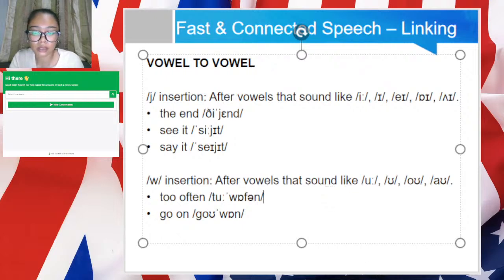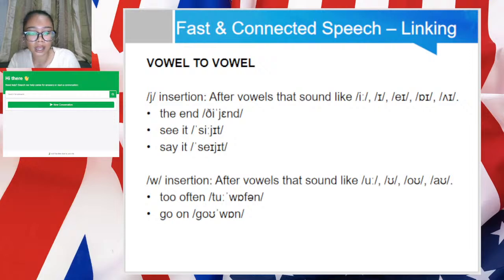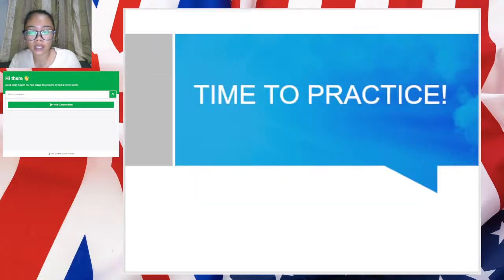Next is "go on." Instead of saying "go on" as separate words, you might blend it. So that is also a kind of fast and connected speech, especially focusing on linking.